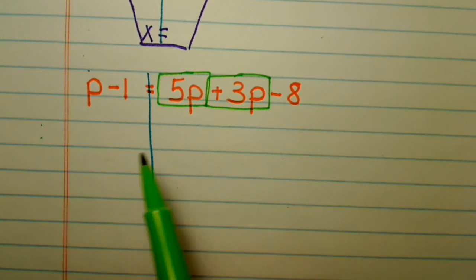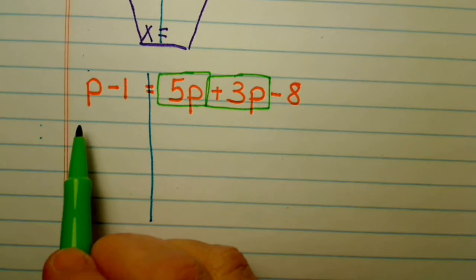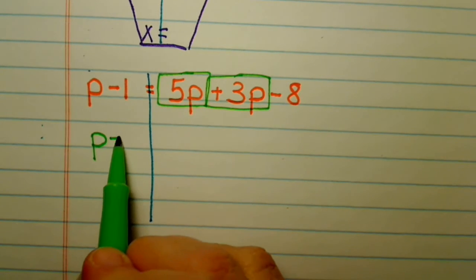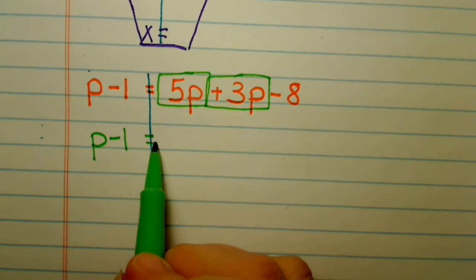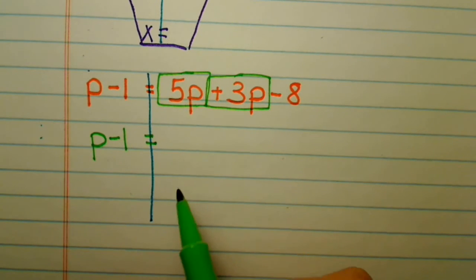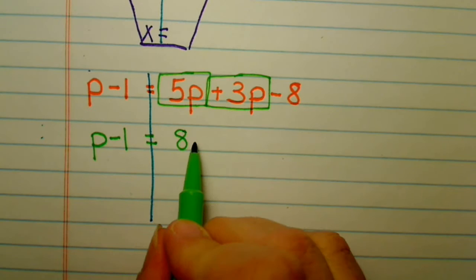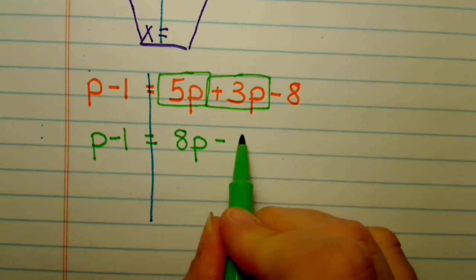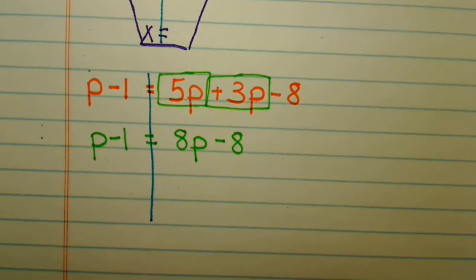Now, anything that you can't work with, just bring it straight down. Bring the equal sign straight down. 5p plus 3p is 8p. And then bring down the minus 8. All right. Now we're ready for the next step.